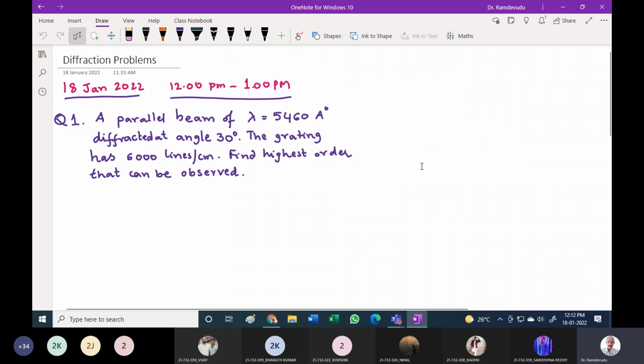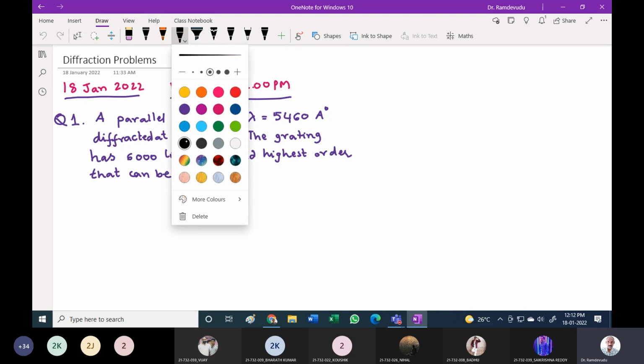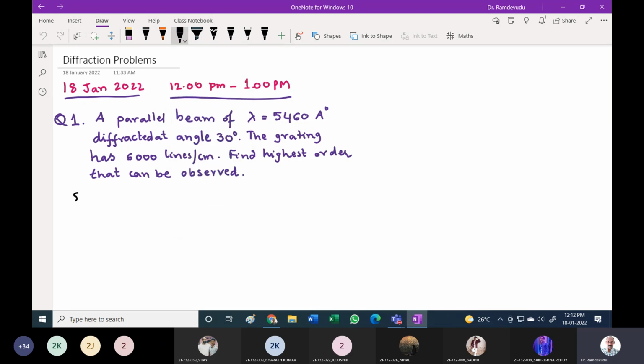The problem is: a parallel beam of wavelength lambda 5460 angstroms is diffracted at an angle of 30 degrees. To find the solution, I'm writing the solution here. Lambda is given as 5460 angstrom units. And what else have they given? Can you tell me?